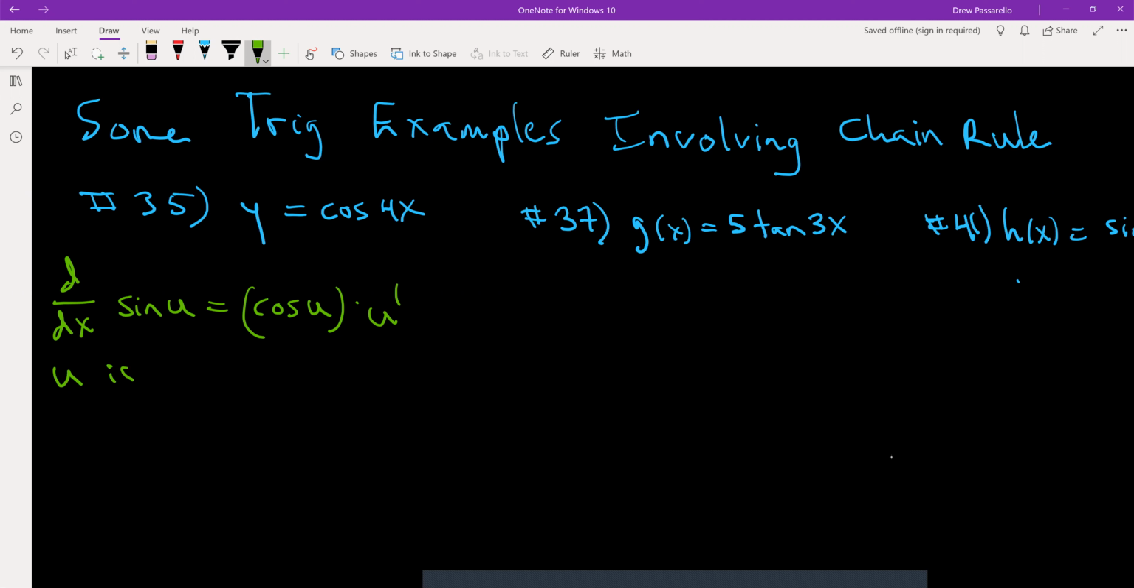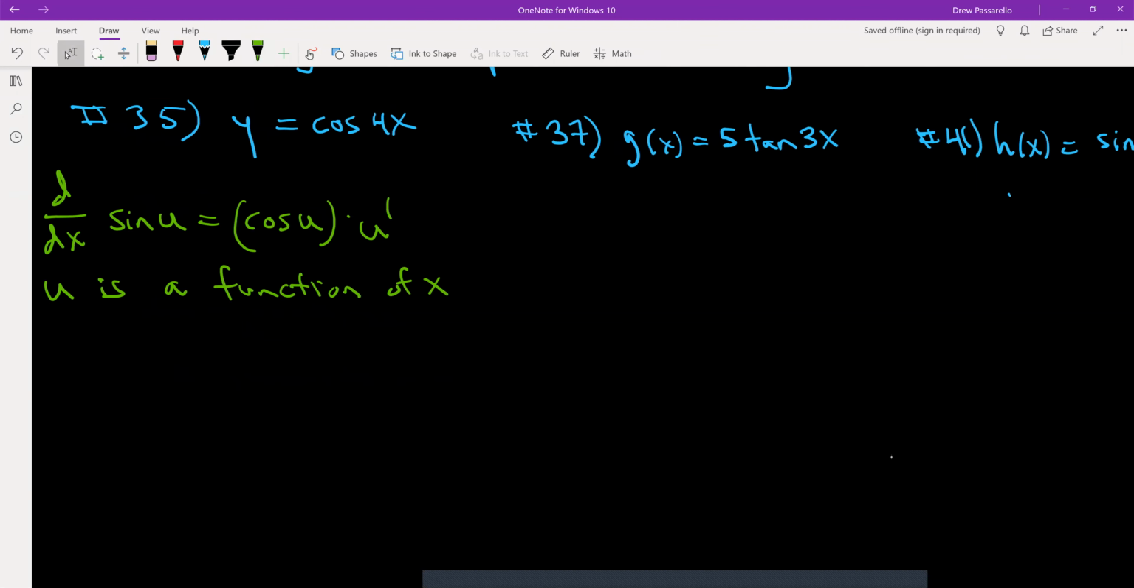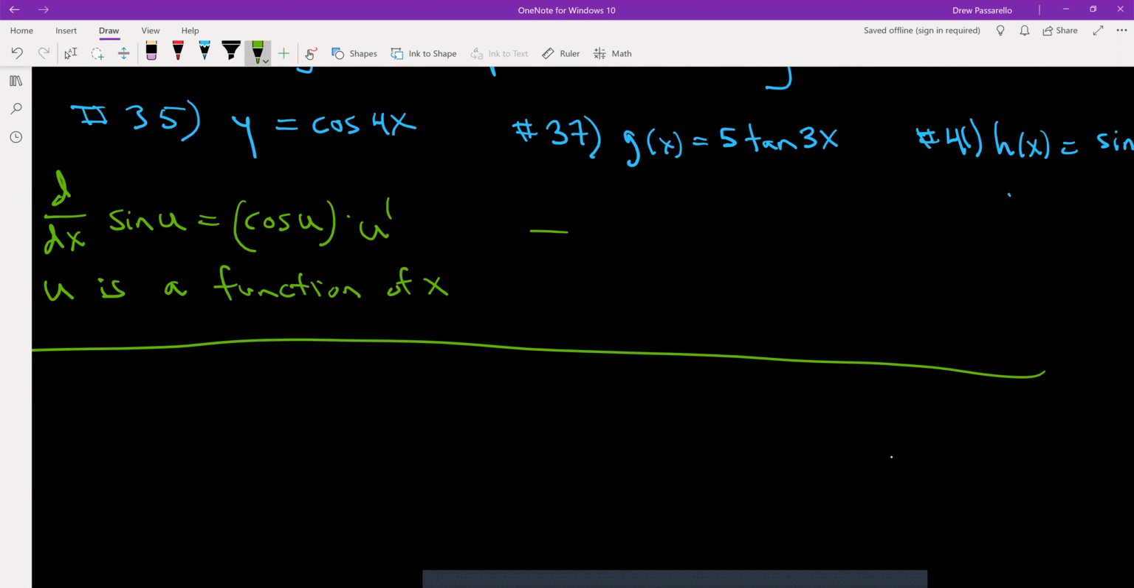All right, this is the chain rule, where u is a function of x. That's where pretty much all of the derivatives in the front have this letter u. It's assuming u is a function of x. Now I'll go ahead and write which one's going to apply for each problem. So for number 35, this is chain rule.